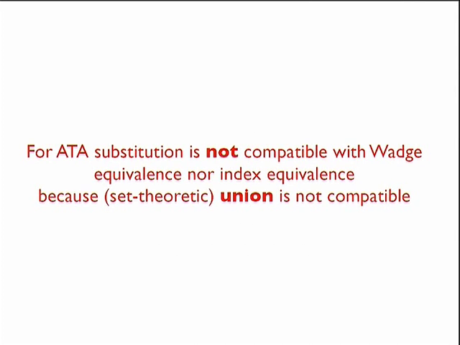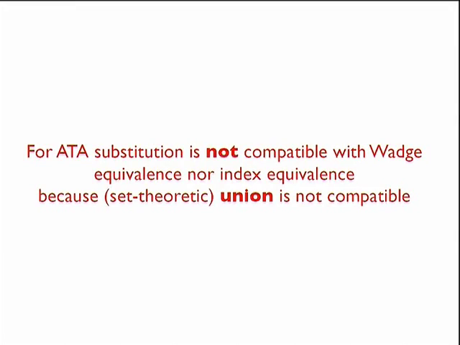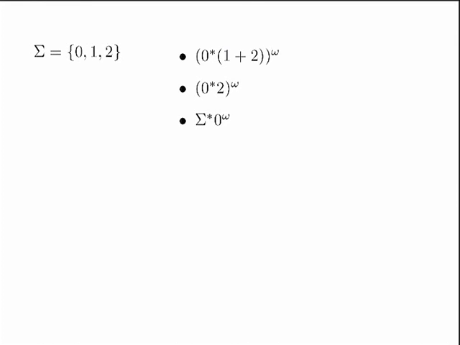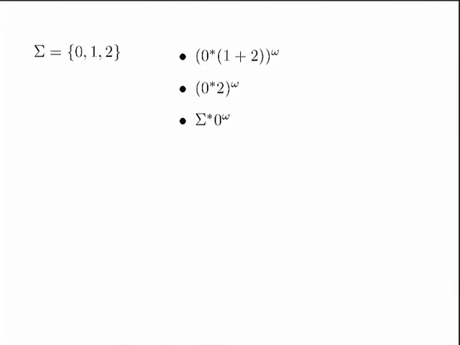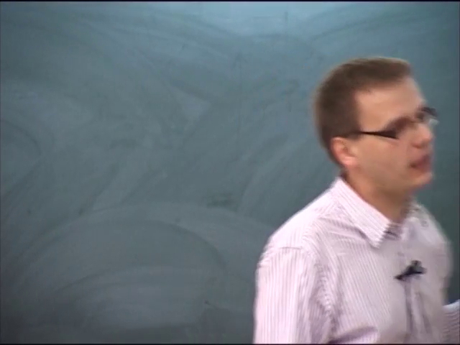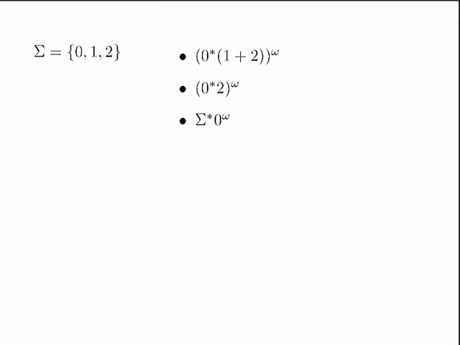Unfortunately, if you take the whole class of alternating tree automata, you don't have this property. Why? The answer is very simple: set-theoretical union of languages doesn't have this property. Let's look at a very simple example. It's going to be a word example, but you'll get the taste of what's going on. Look at the following three languages. The first one is the language of infinite words such that one or two repeats infinitely often. The second one is similar, only now we require that two repeats infinitely often. And the third language is the set of words such that from some point on, you only see zeros.